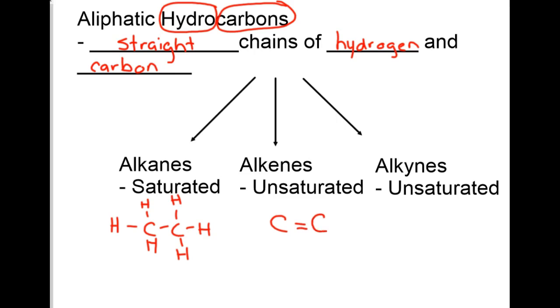Alkenes have double bonds. Alkynes have a triple bond. They are unsaturated because if I break this double bond, I can add another hydrogen to each carbon. If I break this triple bond, I can add 4 more hydrogen to that.